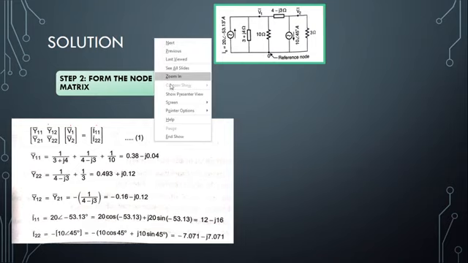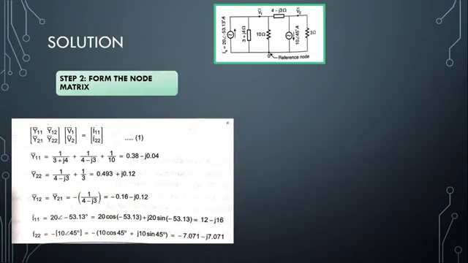Right. Now after writing the node basis matrix, what are we supposed to do? I need to find the elements of this matrix. So I need to find what is Y11, what is Y12, what is Y21, what is Y22. V1, V2 are the node voltages that we have defined, so that will remain the same. And I11, I22 are the current sources present in our given circuit.